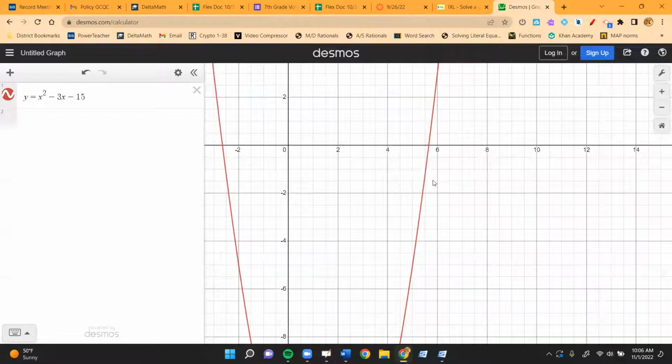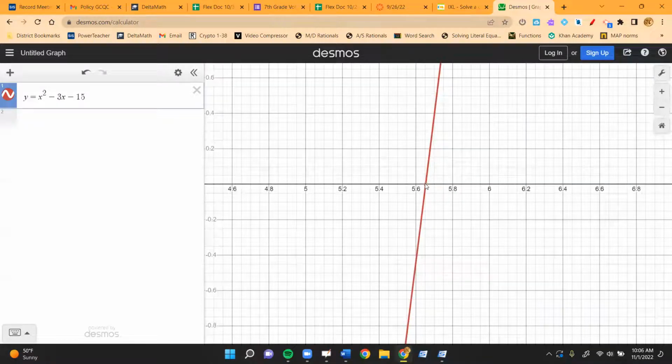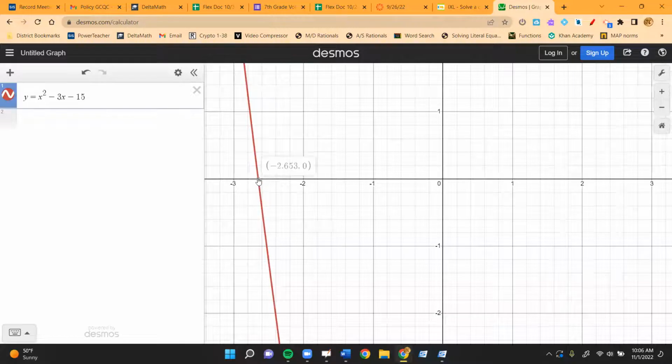And I'm going to reset my view, and we're going to look. Now, as I zoom in on these, it's pretty hard for me to get a feel as to what that is. If I click on it, it says 5.653. That's not good. And if I zoom in on the other one over on the left, it says negative 2.653. Those are not good decimals, guys. So what I'm going to teach you today is a system for finding those answers using a means that does not involve factoring.